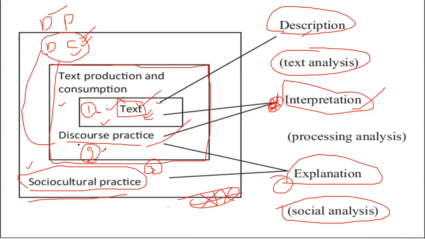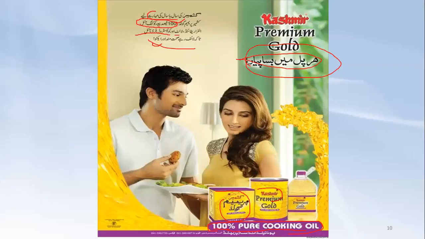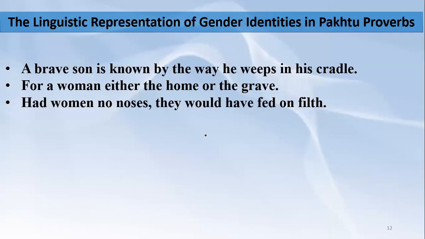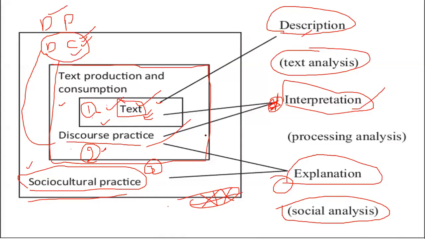If you look at the second dimension, discourse producers and discourse consumers, what can be the possible effect? Who are the discourse producers? They are the sellers of this cooking oil. The discourse consumers are us, simply we are consuming this discourse. Now when we come across these things repeatedly on the TV screen, or on the pages of newspapers and magazines, what is the effect of such advertisements on our mind?